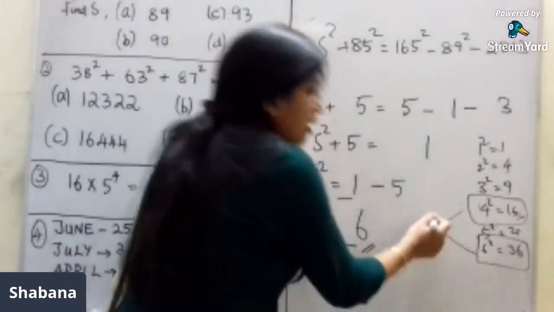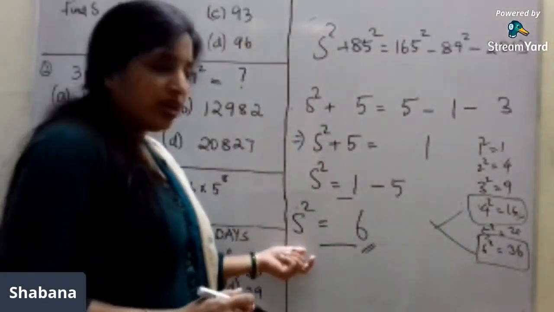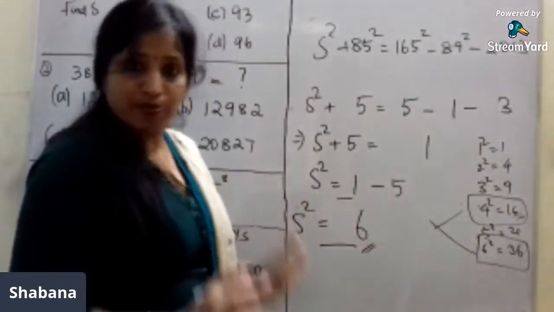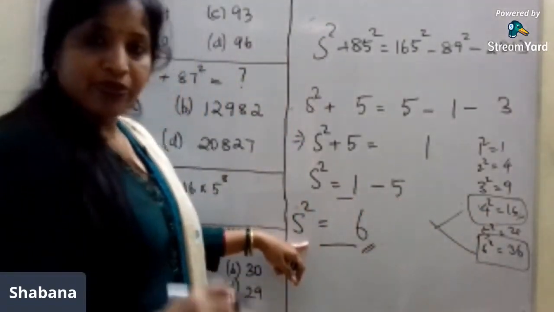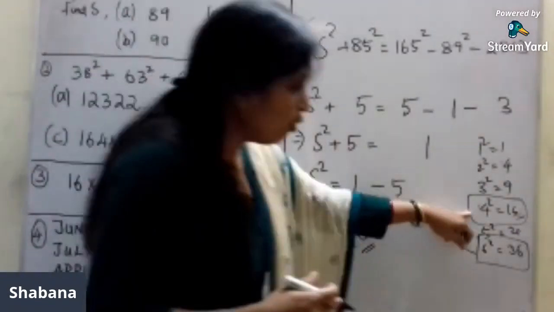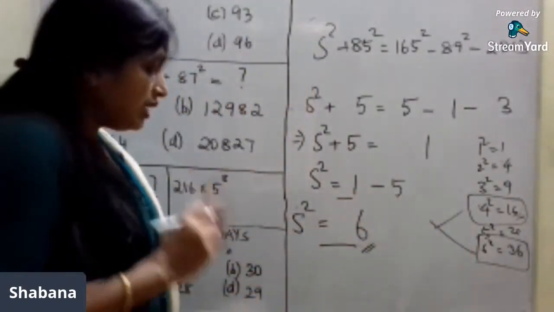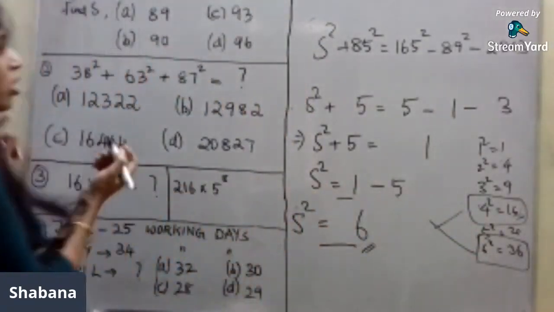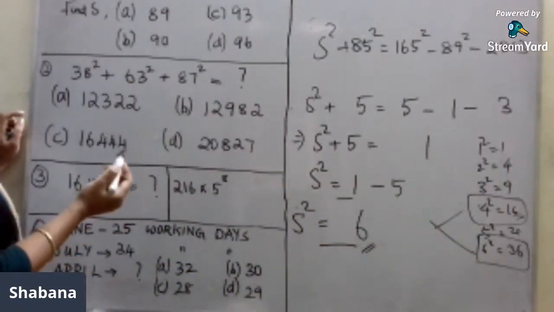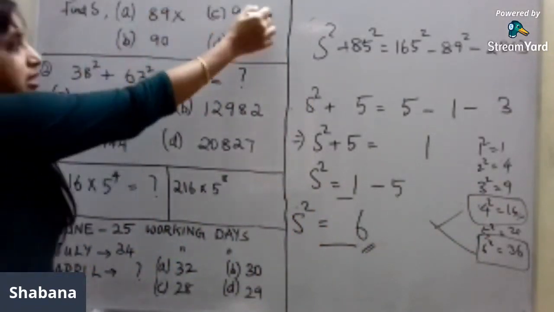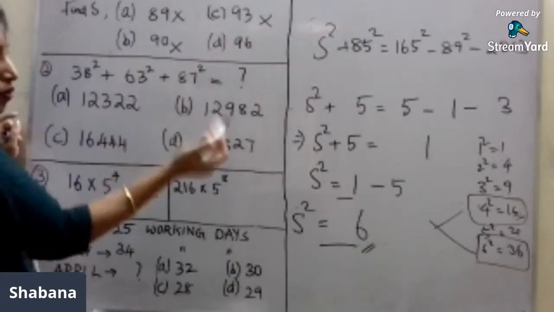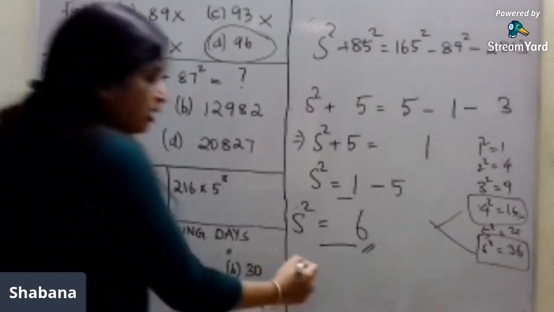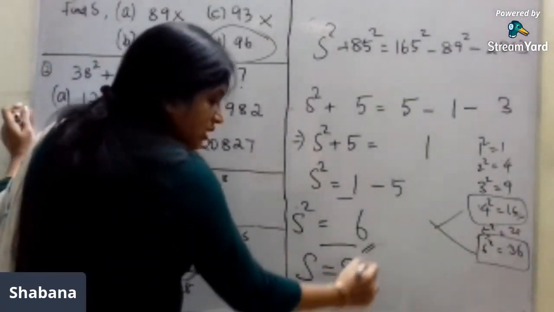So a square can be a number which has 4 or 6 in its units place. That is, the square is a number which has 4 or 6 in its units place. So I'm going to see which numbers have 4 or 6 in the units place. 89, it's not the case. 693, not the case. 90, no way possible. So 96 should be my answer. I came to the conclusion that the value is 96.